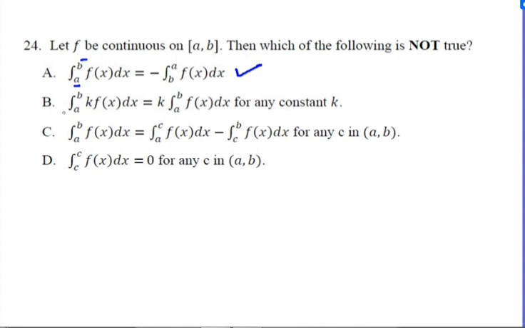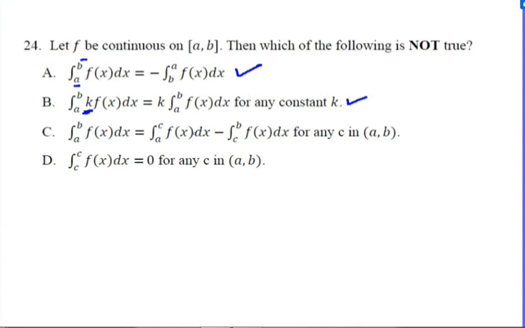So the case b, the integral from b to a of a certain constant k times f is exactly the same as k times the integral. So always the constants can be taken out from the integral. So this constant can be taken out. Therefore, this is another property of definite integral. So b is true.